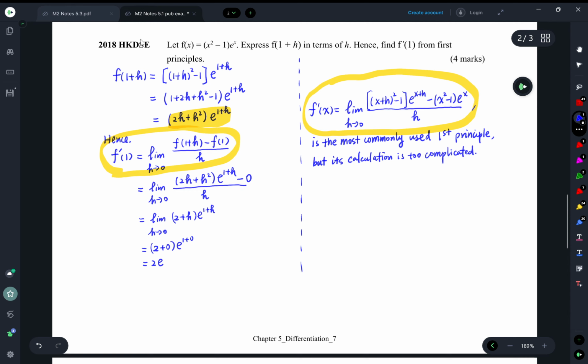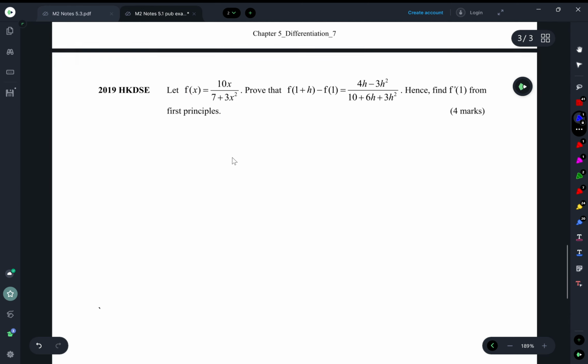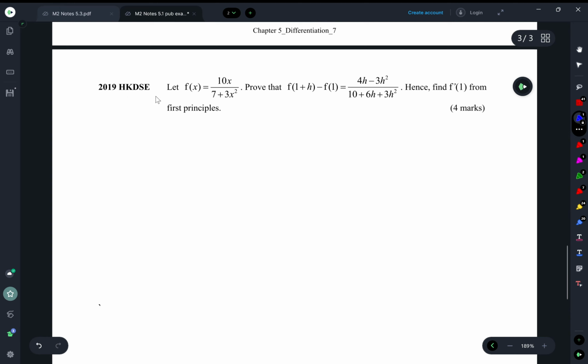Now, if you want to practice a similar question like this, the next question, 2019 HKDSE, is very appropriate. You can find out and then check the answer online. Now let's come to today's lesson.